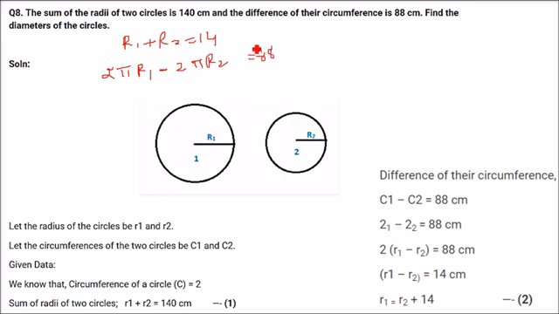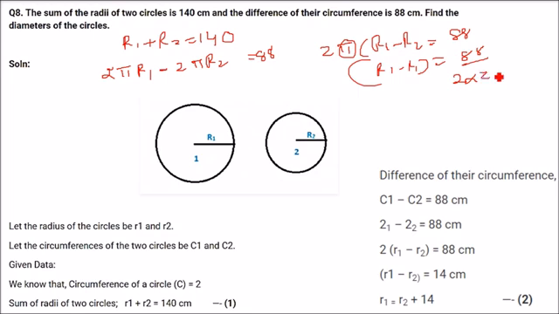Right? So now here what we are going to do, because this r1 and r2 we can compare, or we can find out a solution from here, because the addition of this is 140. So one thing we can do here is, because we know that this 2 pi can be taken outside, so your r1 minus r2 is 88. Now this pi can be written as 22 by 7.